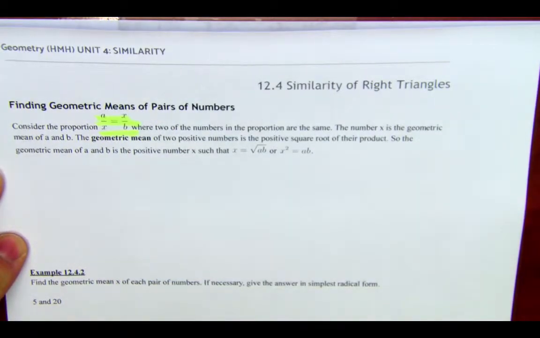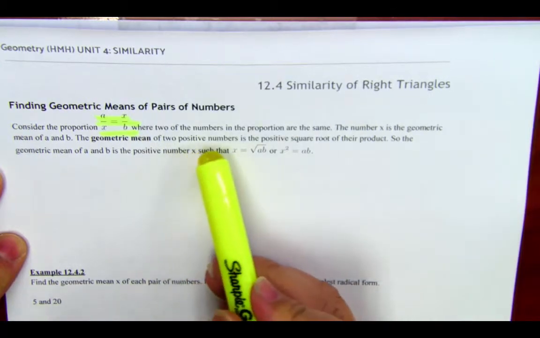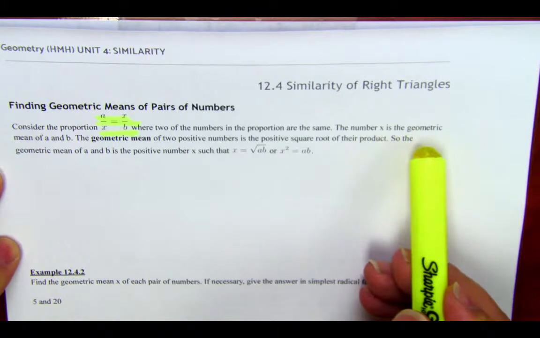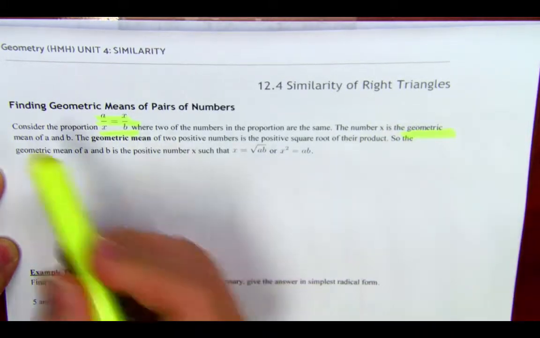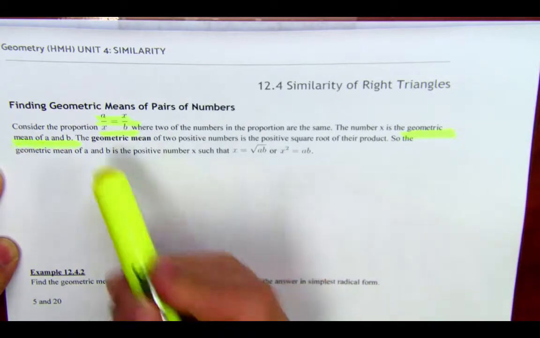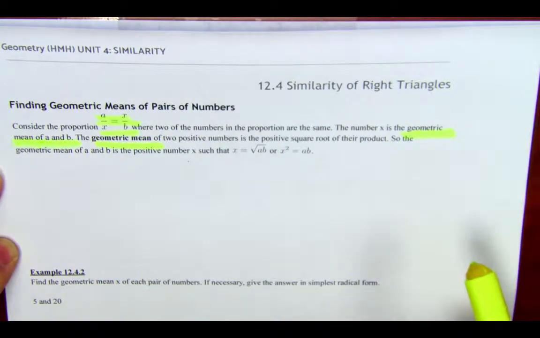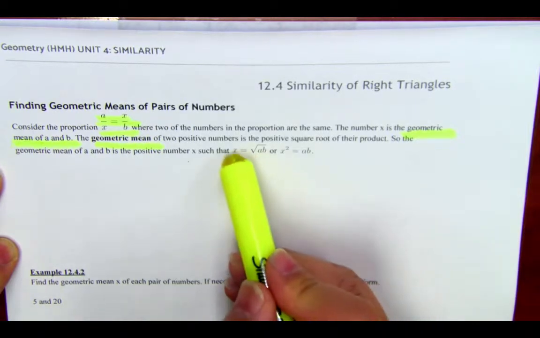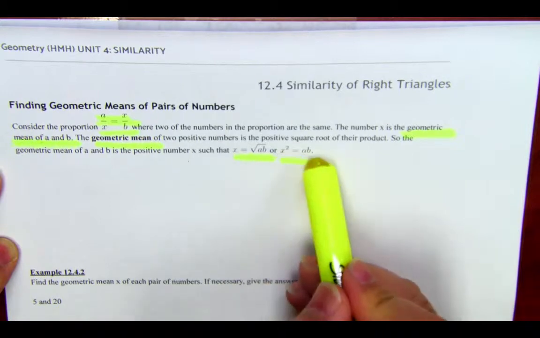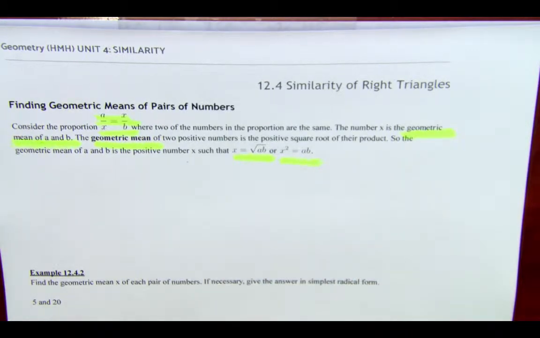right here, guys, a over x equal to x over b, where two of the numbers in the proportion are the same. The number x is the geometric mean of a and b, and the geometric mean of two positive numbers is the positive square root of their product. So the geometric mean of a and b is such that x is the square root of ab, or x squared is ab, right?